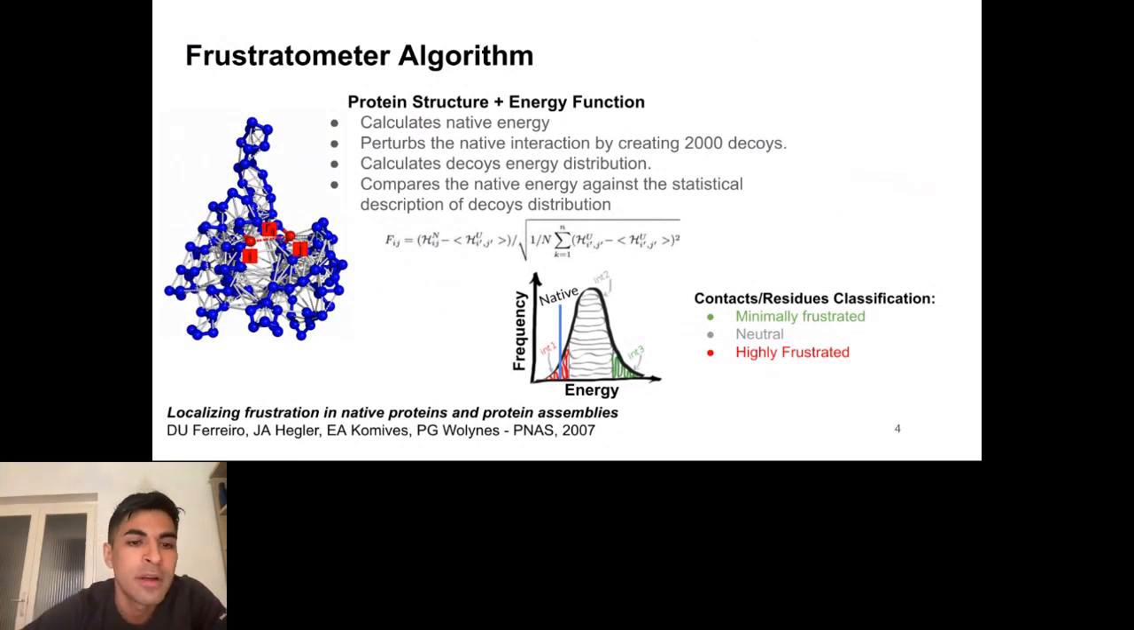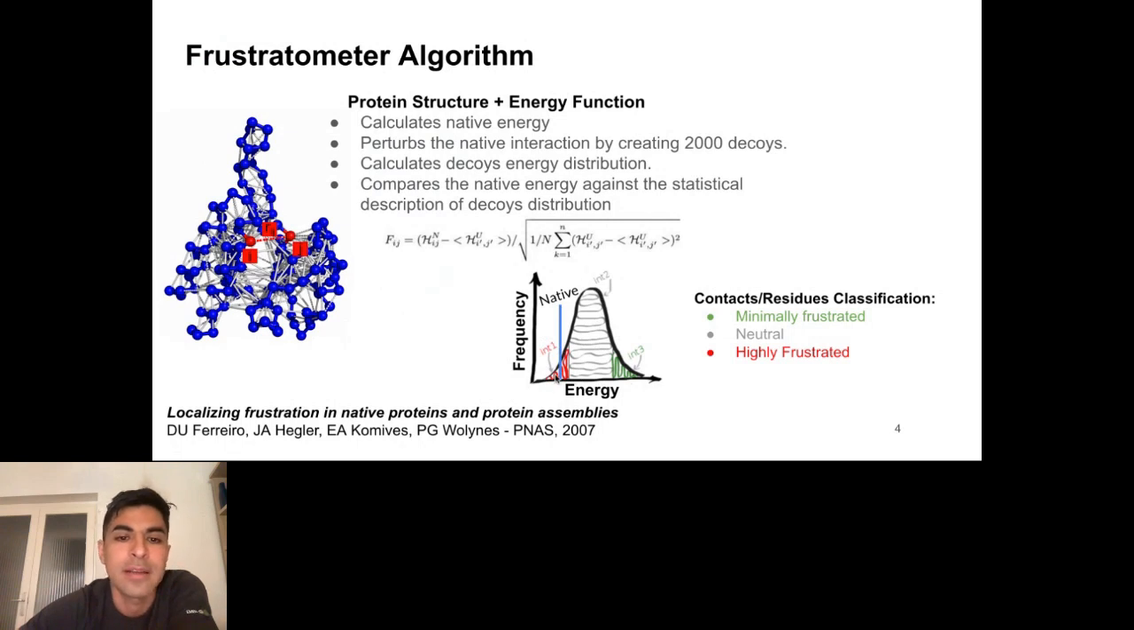So the algorithm roughly works like this. If you have a protein structure, you can get an energy function, and you can calculate the energy of interaction between two residues i and j. And then once you measure this native energy with your energy function, you can create decoys or alternative conformations by mutating the identity of the residues or changing the local conformation. Every time you create a decoy, you can measure this energy again, and then you will have a distribution of energies in the decoys where you can put your native energy and compare it against the mean value of this distribution.